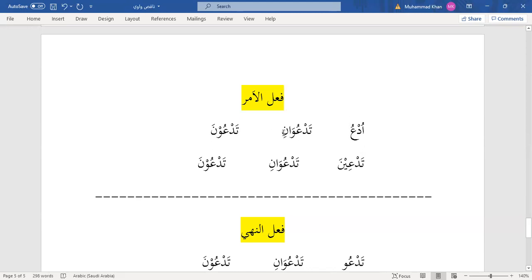Okay, so here, as we know, we have to drop the ending. So the noon gets dropped. Then we have to drop alamat al-mudari, and then we have to add Hamzat al-Wasl with dhamma. So if we put one with dhamma, then all of them will be dhamma. So ud'u, ud'uwa, and then also it will be ud'u.